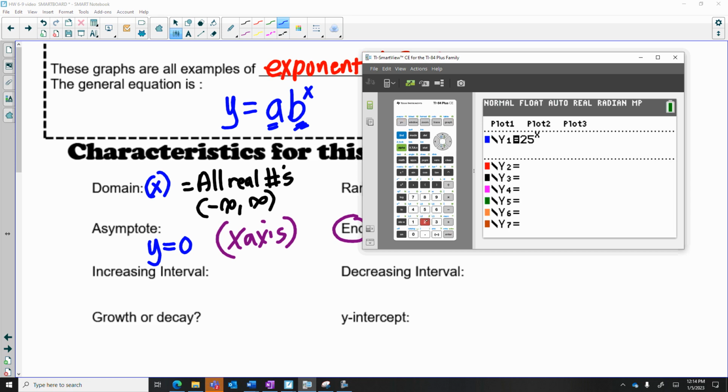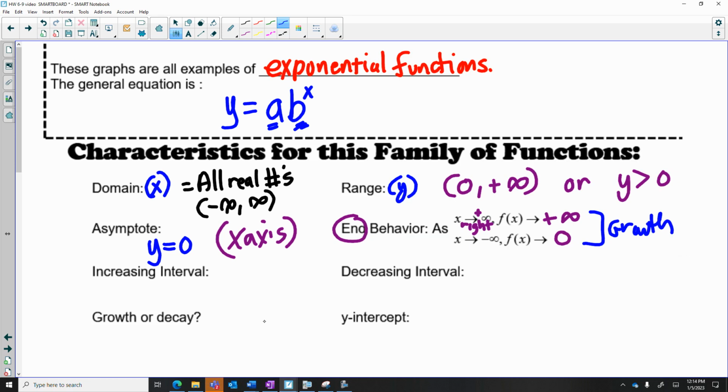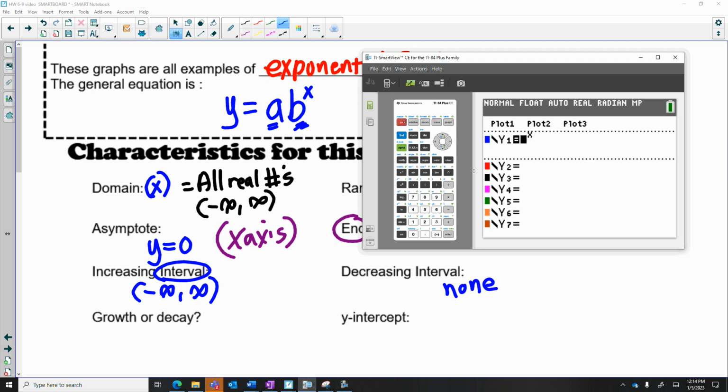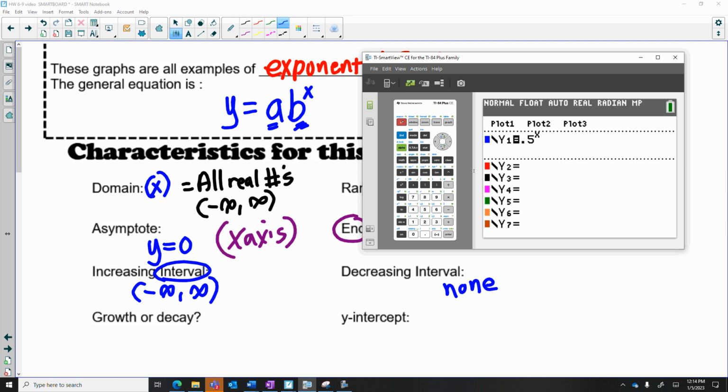We're going to do the increasing interval. So we talked about when the graph is increasing is when it has a positive slope. So it's actually going up the whole way if it's growth. So the interval is the entire thing, which is negative infinity to infinity if it's growth. And then the decreasing interval is never, because if it's growing, it's never decaying. If it were decay, it would be the opposite. So there would just be decreasing the whole way from negative infinity to infinity, and there would be no growth at all.